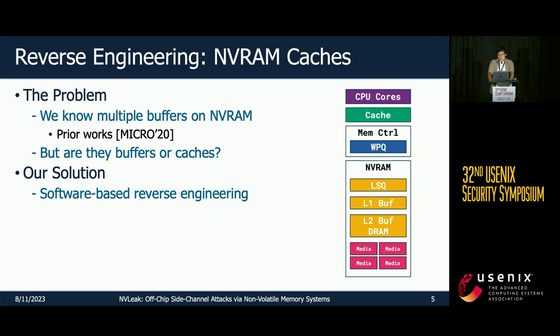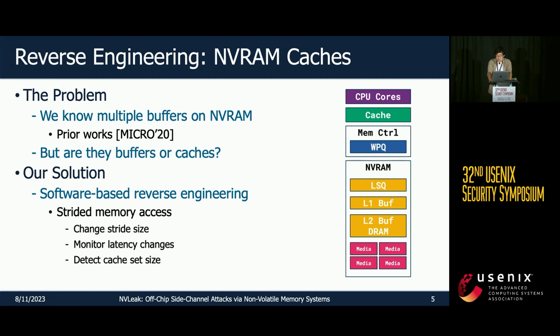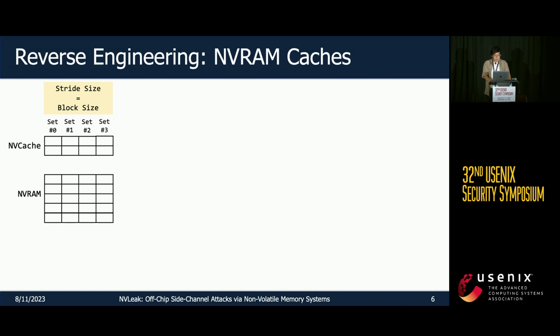Based on our prior research, we know there are multiple buffers in the non-volatile memory DIMM, organized as a hierarchy. But we really want to know if they are buffers or caches, because caches are more vulnerable to side-channel attacks. To solve this problem, we conduct a software-based reverse engineering to find out the non-volatile memory cache designs. We use strategic memory access to reverse engineer the caches. By changing the stride size and monitoring the memory access latency changes, we can detect the cache set size. Here, I will first use a set of examples to explain how it works, and then go to the results on the real hardware.